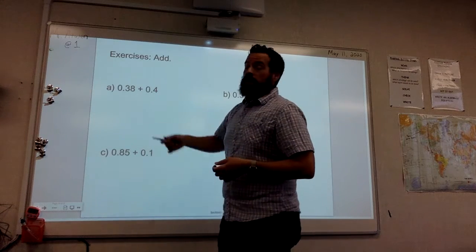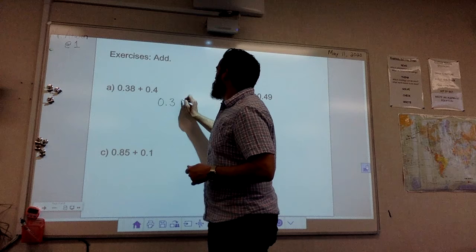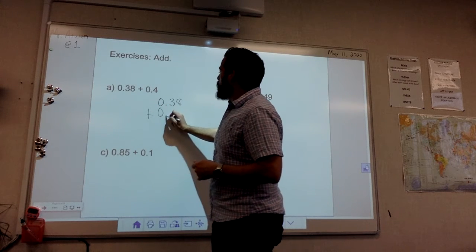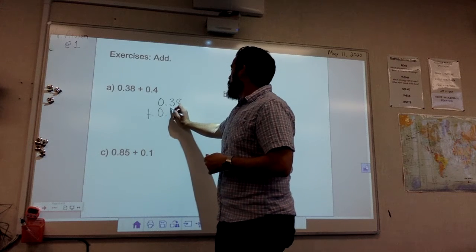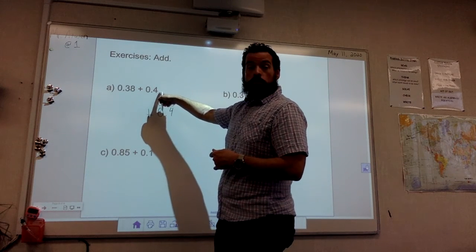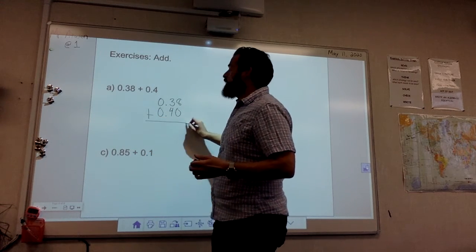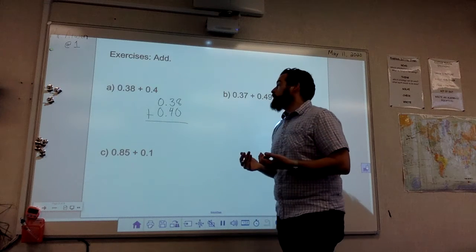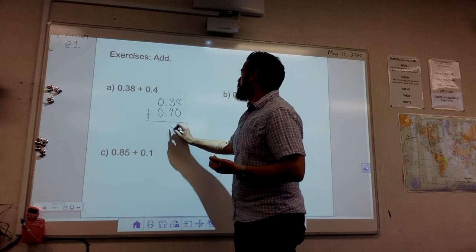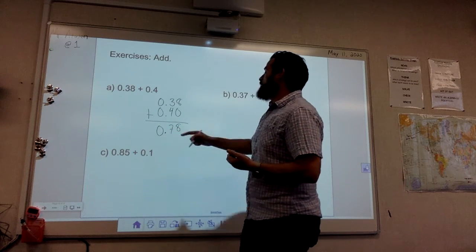So in example A here, I've got 0.38 plus 0.4. So there's my 0, my decimals are lined up, my tenths are lined up. Now this is blank, so remember we can treat that as a 0. I'll go ahead and write the 0 in there. It doesn't change the value of the number. So I've got 8 plus 0 is 8, 4 plus 3 is 7, my decimal, my 0, 0.78.